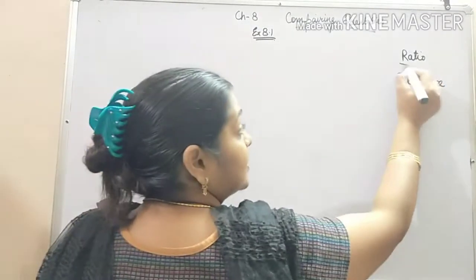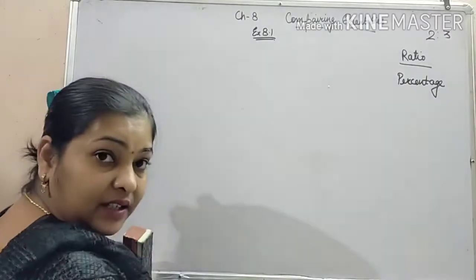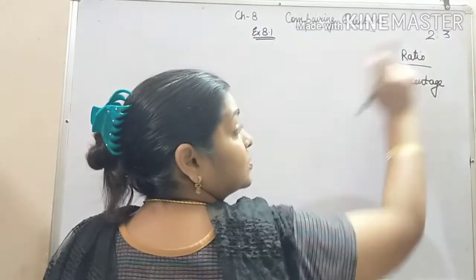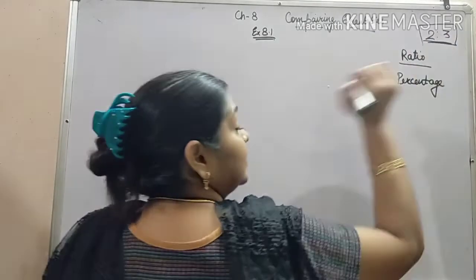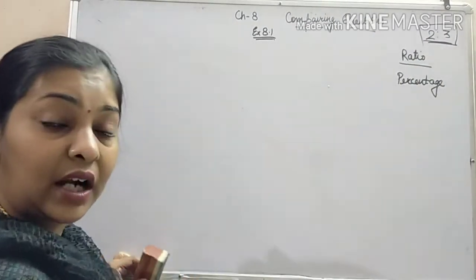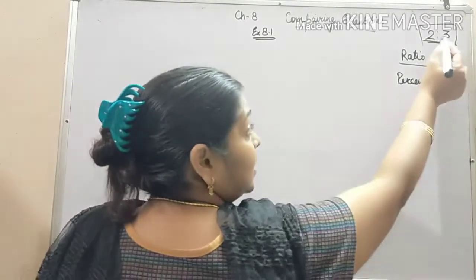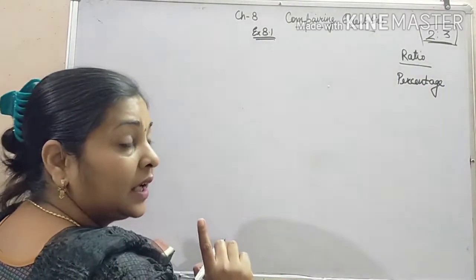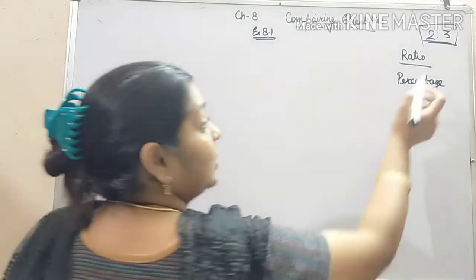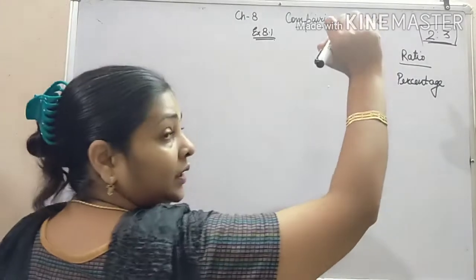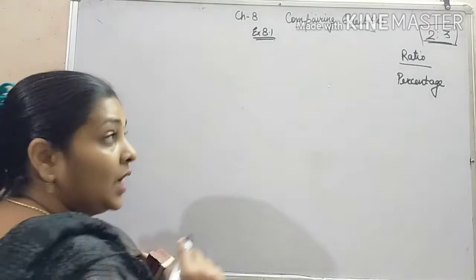Ratio. Suppose there is a ratio 2 is to 3. This means that there are two quantities which are in the ratio of 2 is to 3. That means after cancelling those quantities, we will get 2 in the numerator and 3 in the denominator.